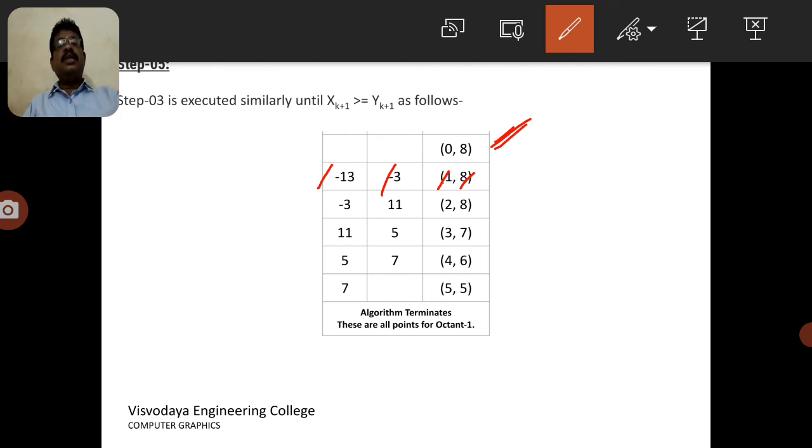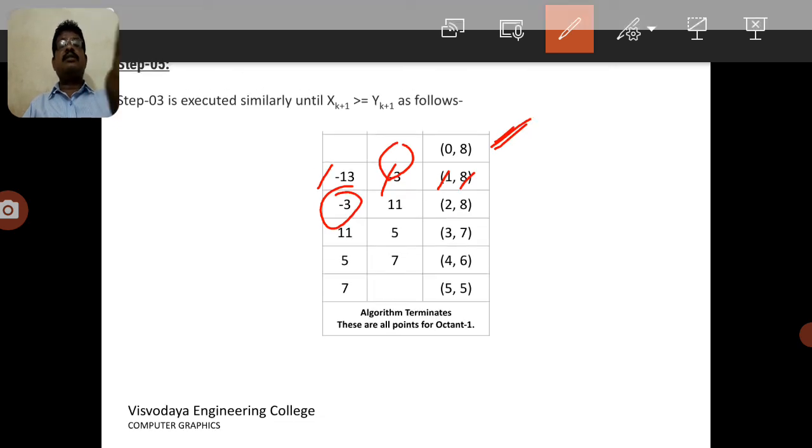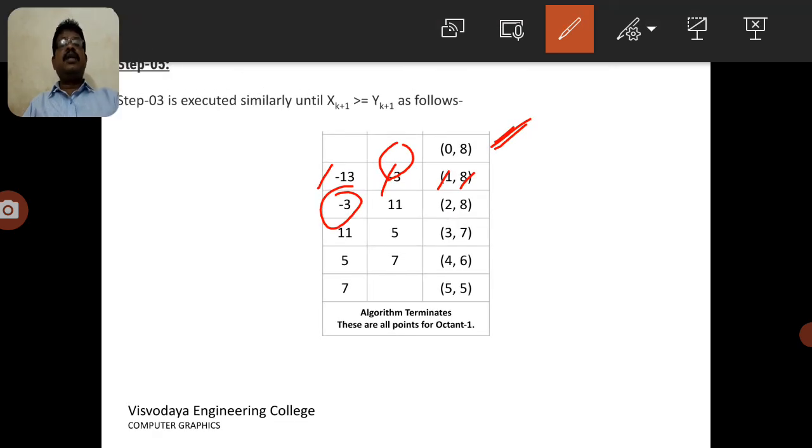Again, the pk plus 1 value becomes the next pk value. When we take minus 3 as the pk value, the next pk value becomes 11, and the x coordinate is incremented while the y coordinate stays the same.